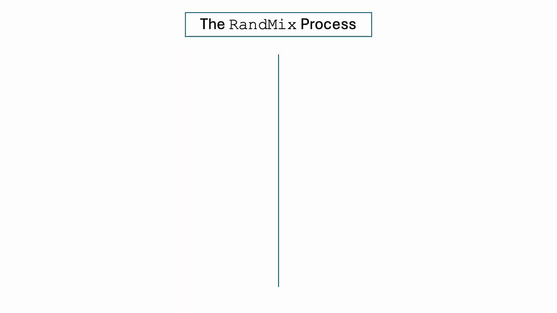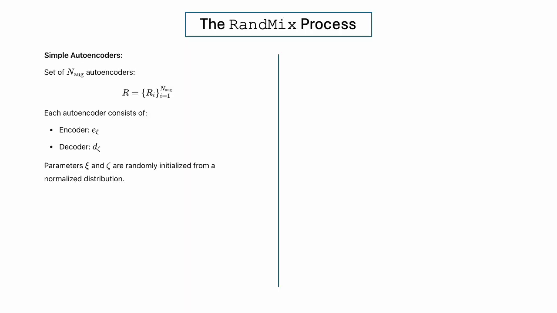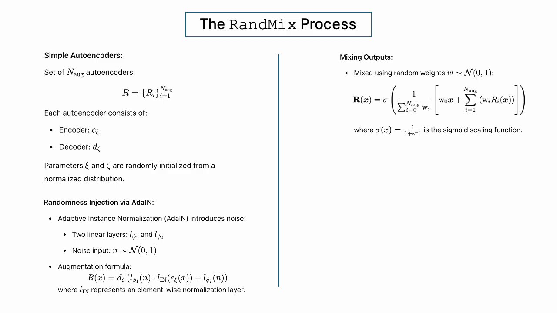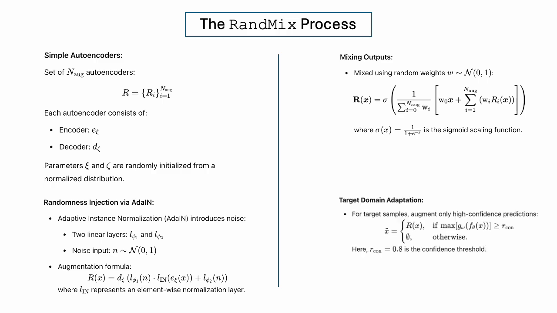Now let's see the RandMix process in depth. First, we initialize simple autoencoders. The encoder and the decoder are randomly initialized from a normalized distribution. Next, we introduce noise using ADA-in. Then, we mix the noisy samples using random weights generated from a standard normal distribution. We scale the mixed value using a sigmoid function.